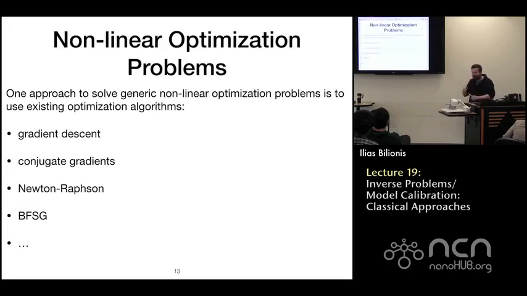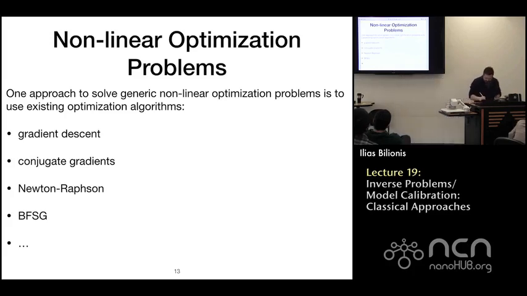Alright, so you need a nonlinear optimization algorithm to minimize the loss, a generic loss function, okay? And here are some of them. Gradient descent is the most basic. Conjugate gradients is like the next step from gradient descent. Newton-Raphson is super powerful, but it requires second derivatives, so it should be avoided.